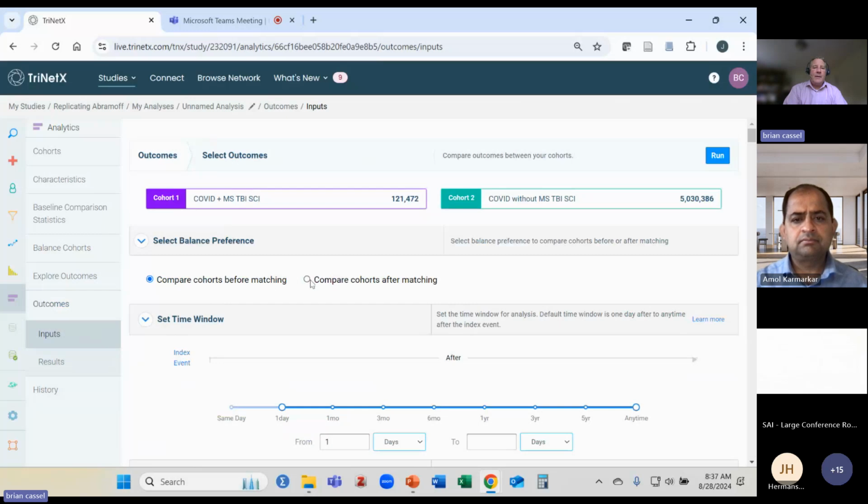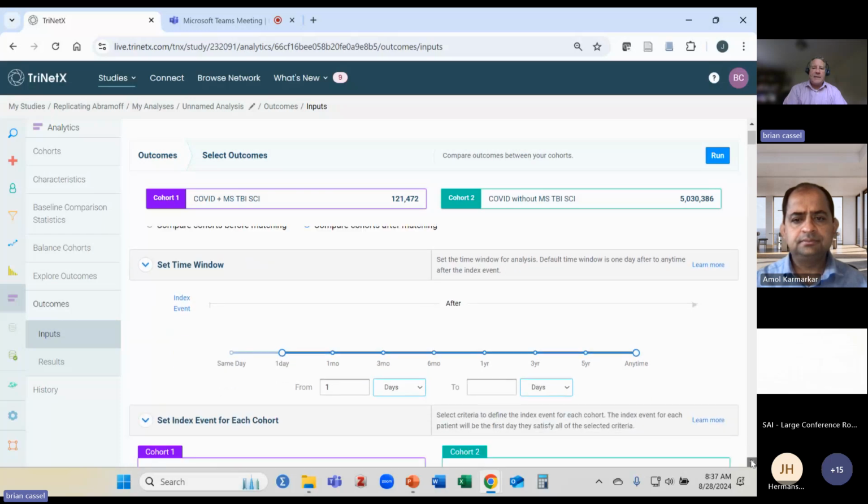My first step here is to select either before or after matching, and a lot of people will do both sequentially. First, they'll do comparing before, and then they'll do after. I've already looked at some of the results just for the TBI, SCI, MS group, so I'm not going to do that. I'm going to just compare after matching.